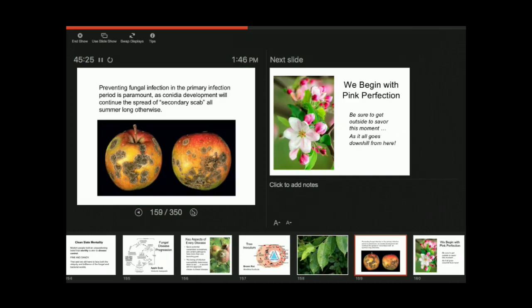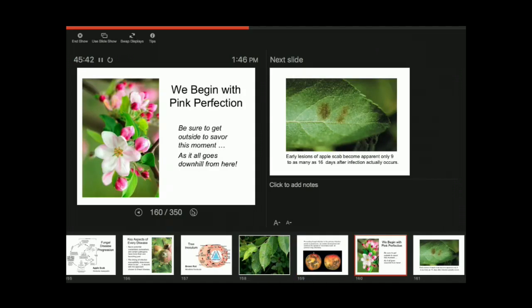This is apples where secondary scab took place. These actually don't look bad compared to how severe scab can be in a rainy summer. So stopping that first cycle is really important. So we start at pink. Enjoy this moment because everything goes downhill from here.